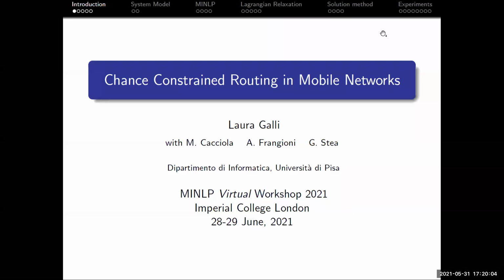Okay, so I'm going to be talking about chance-constrained routing in mobile networks. This is joint work with Matteo Cacciola, Frangioni and Giovanni Stea from the University of Pisa.